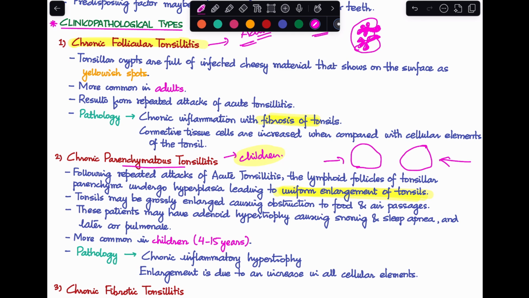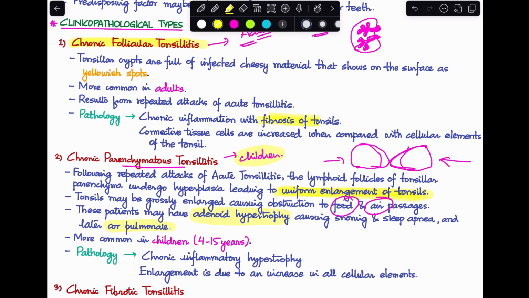Now, sometimes these tonsils can get so grossly enlarged that they can cause an obstruction to the food as well as air passages. So, it will cause dysphagia because of blocking the food passage, and because of blocking the air passage, it can even cause difficulty in breathing in your patient. And because these are also children, they have been seen to have concomitant adenoid hypertrophy. So, with this together, the patient will complain of snoring and sleep apnea, and if this goes on for a very prolonged period of time, can even develop cor pulmonale.